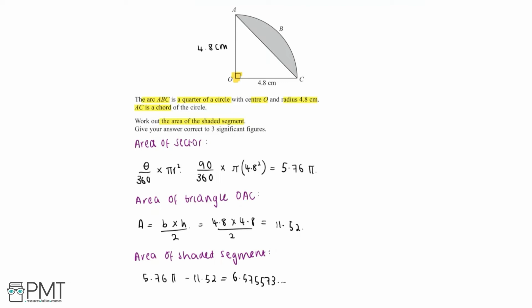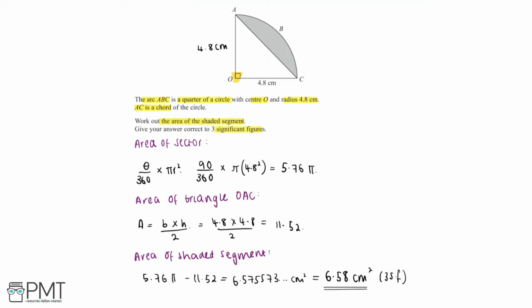6.575573... centimeters squared. Now we're told to give our answer correct to 3 significant figures, and so we can now say that the area of the shaded segment is equal to 6.58 centimeters squared, correct to 3 significant figures.